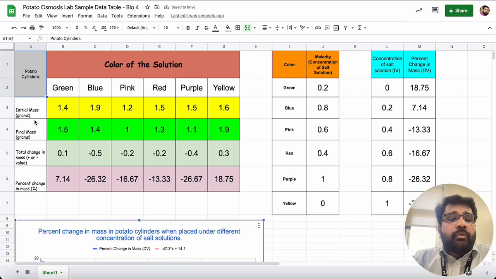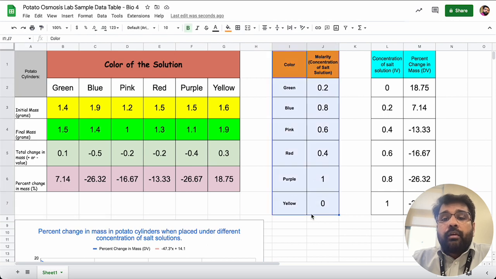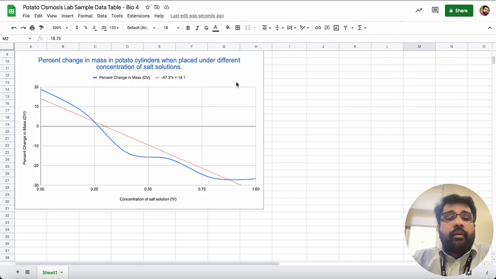This is the summary data table that you calculated. You can change all these colors on your own. And this is the second data table, which compares your color and the molarity concentration that you identified. And this is the last data table, which explains the concentration of salt solution and percent change in mass. All three data tables along with the graph.